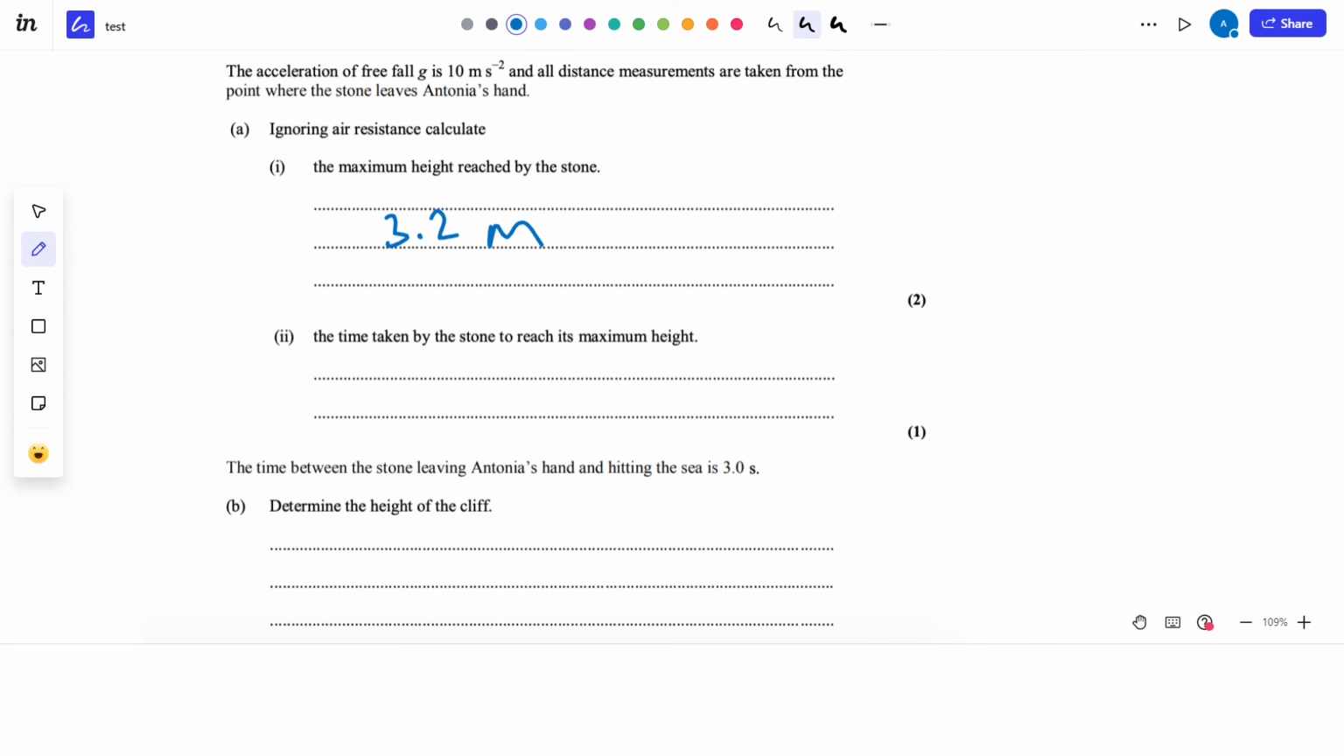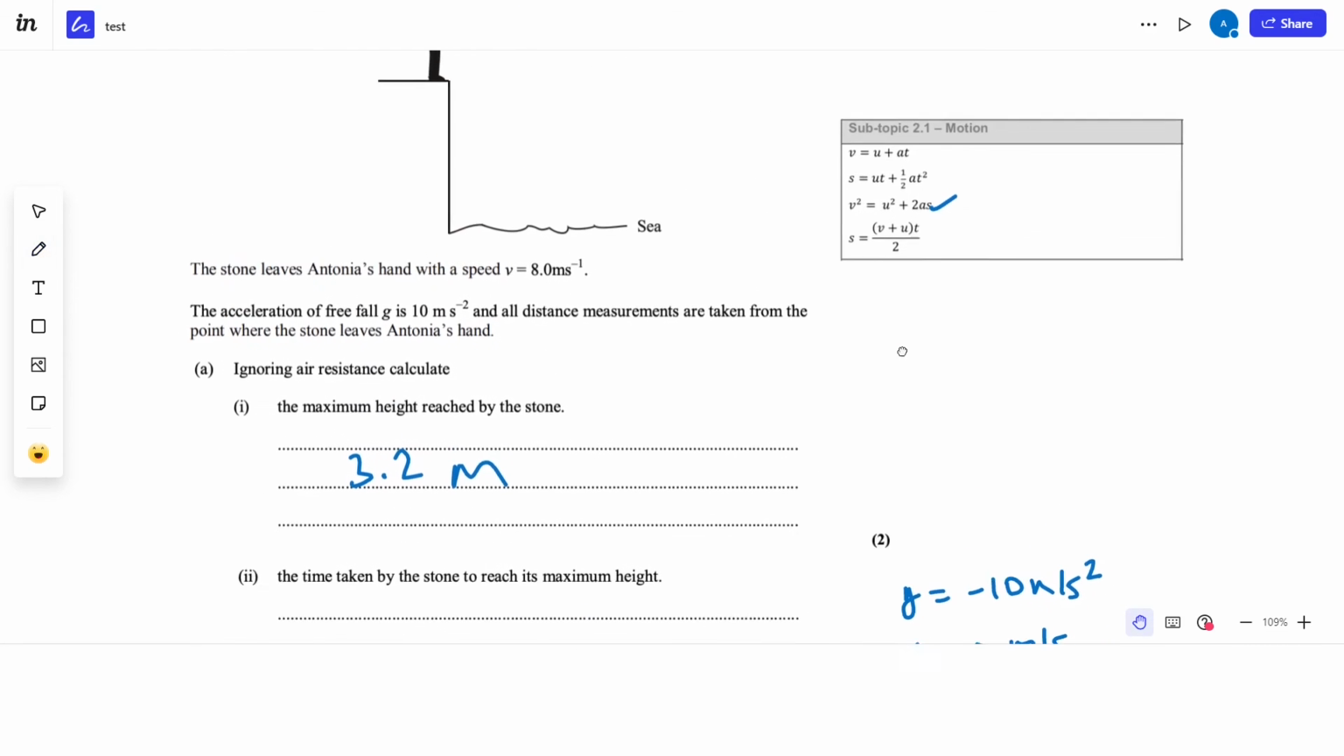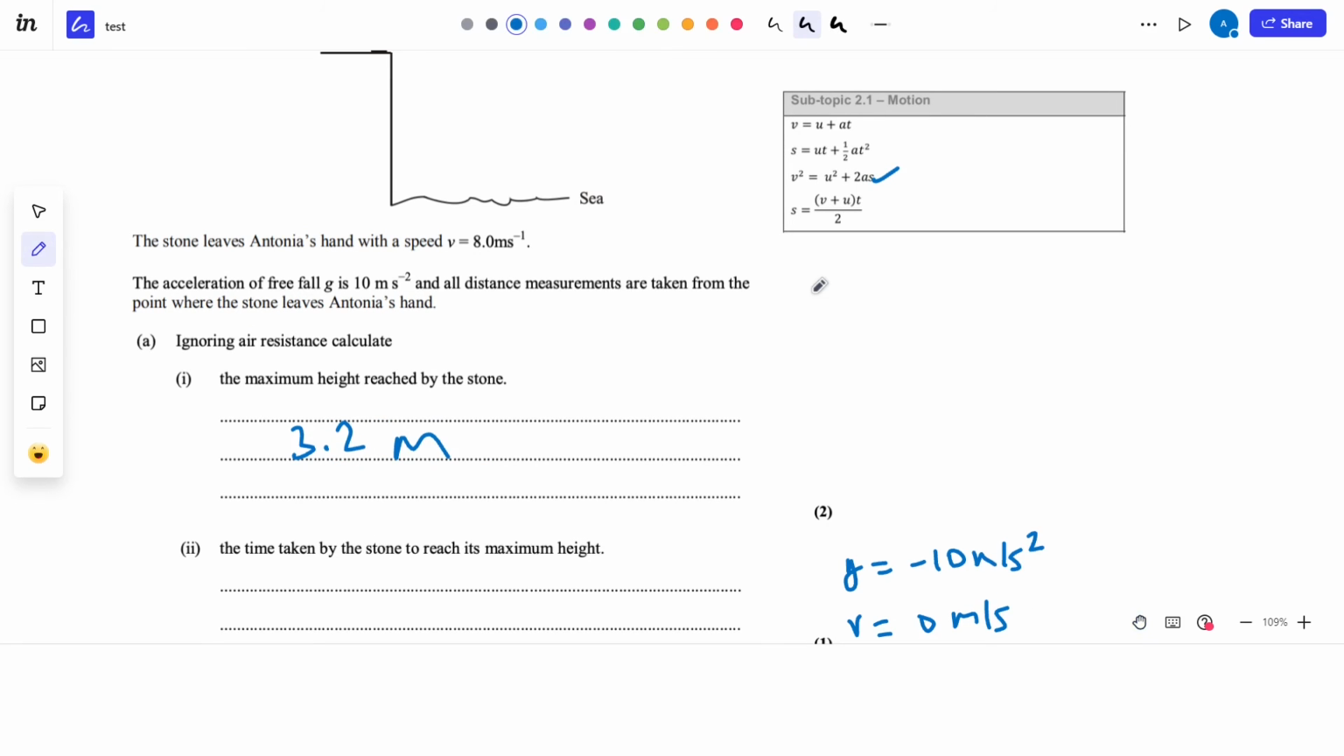Now we're going to go ahead and see how to do A2, the time taken by the stone to reach its maximum height. So we know that g in this case is negative 10 meters per second squared. And we also know that final velocity up there is 0 meters per second, and the distance traveled is equal to 3.2 meters, along with the fact that u is equal to 8 meters per second. So using all this information, we can plug in the values for a formula which seems applicable in order to find time.